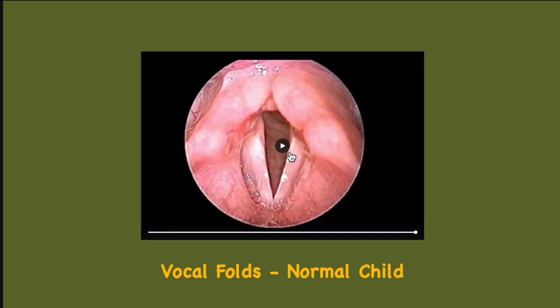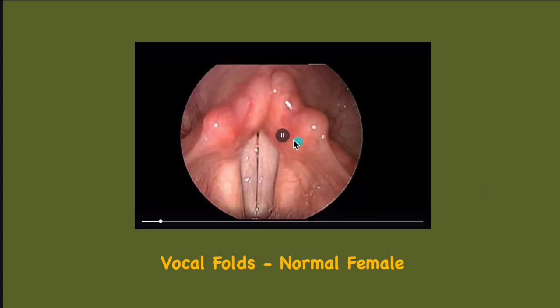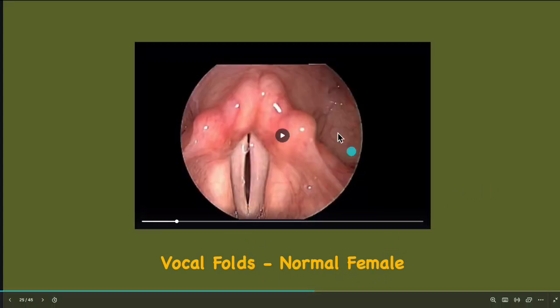Okay, so when the child speaks, these vocal folds come together and vibrate rapidly. This vibration is what produces the sound of the child's voice. The speed of the vibration determines the pitch, so since a child's vocal folds are smaller, they vibrate faster, creating a higher pitched voice. So the rapid opening and closing during speech are what create the different tones and pitches in a child's voice. So let's move on to the next slide. We have the vocal folds for a normal female.